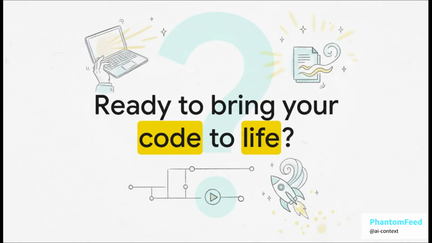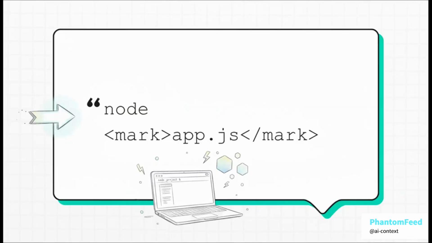The code is written, the file is saved, the only thing left to do is run it. So, are you ready to see it all come to life? Back in your terminal one last time, make sure you're still inside that Node project folder. The command is as simple as it gets. Just type node, followed by the name of our file, app.js. Go ahead, hit enter, and watch what happens.